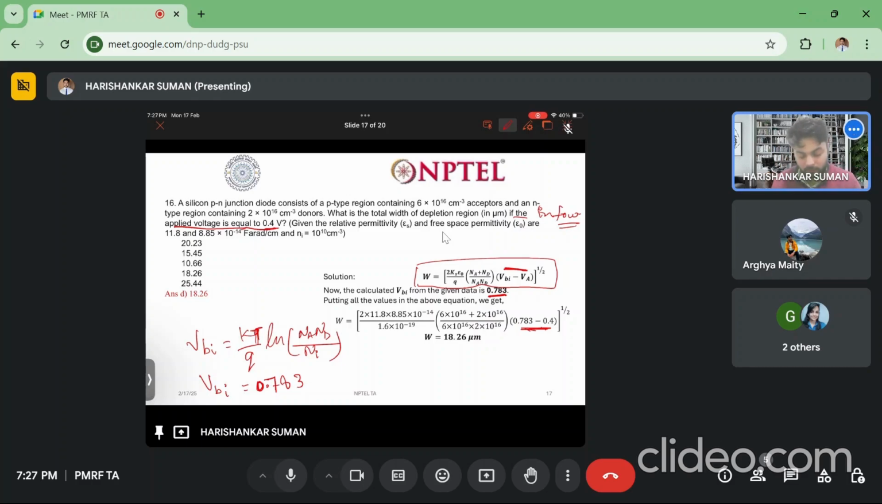Any doubt for this question? No, sir. Okay, so you have to remember this formula. So Ks is nothing but relative permittivity. These are just different notations, nothing else.